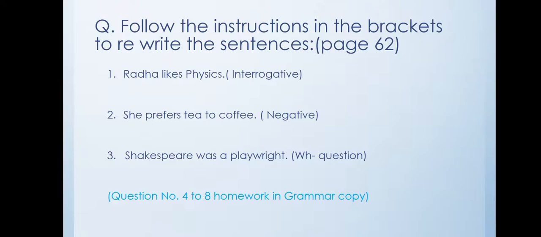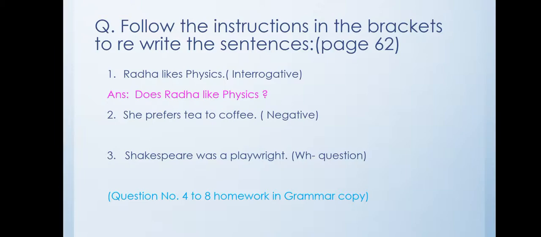What will be the interrogative? Here the verb is likes. We know this sentence is in simple present tense, so we have to take help of the do verb. Which form? Have you done? Do or does, because the subject is Radha and in present tense the verb already has taken s. So you will be taking help of the does verb. Let's see the answer. Does Radha like physics? Then you will be giving the interrogative sign.